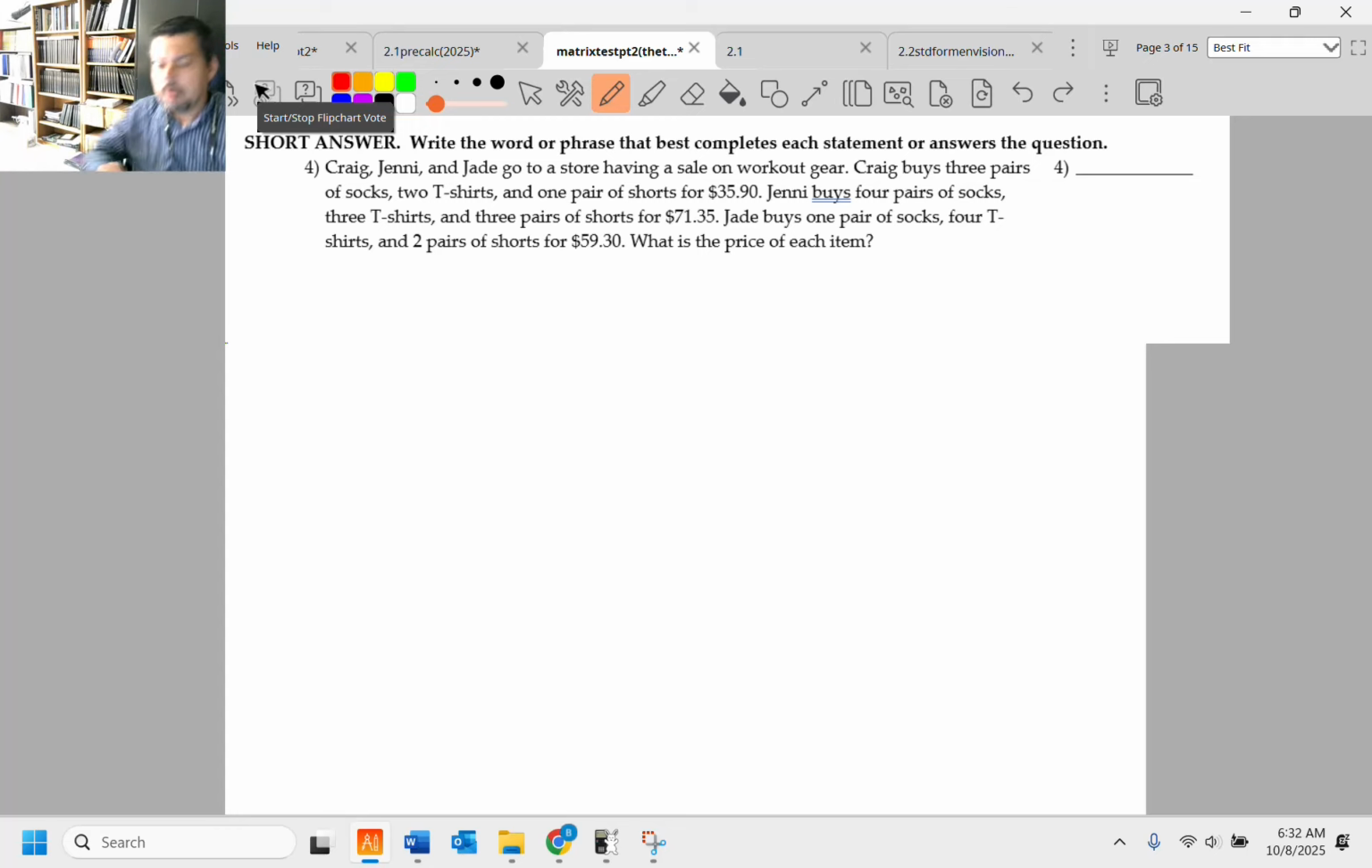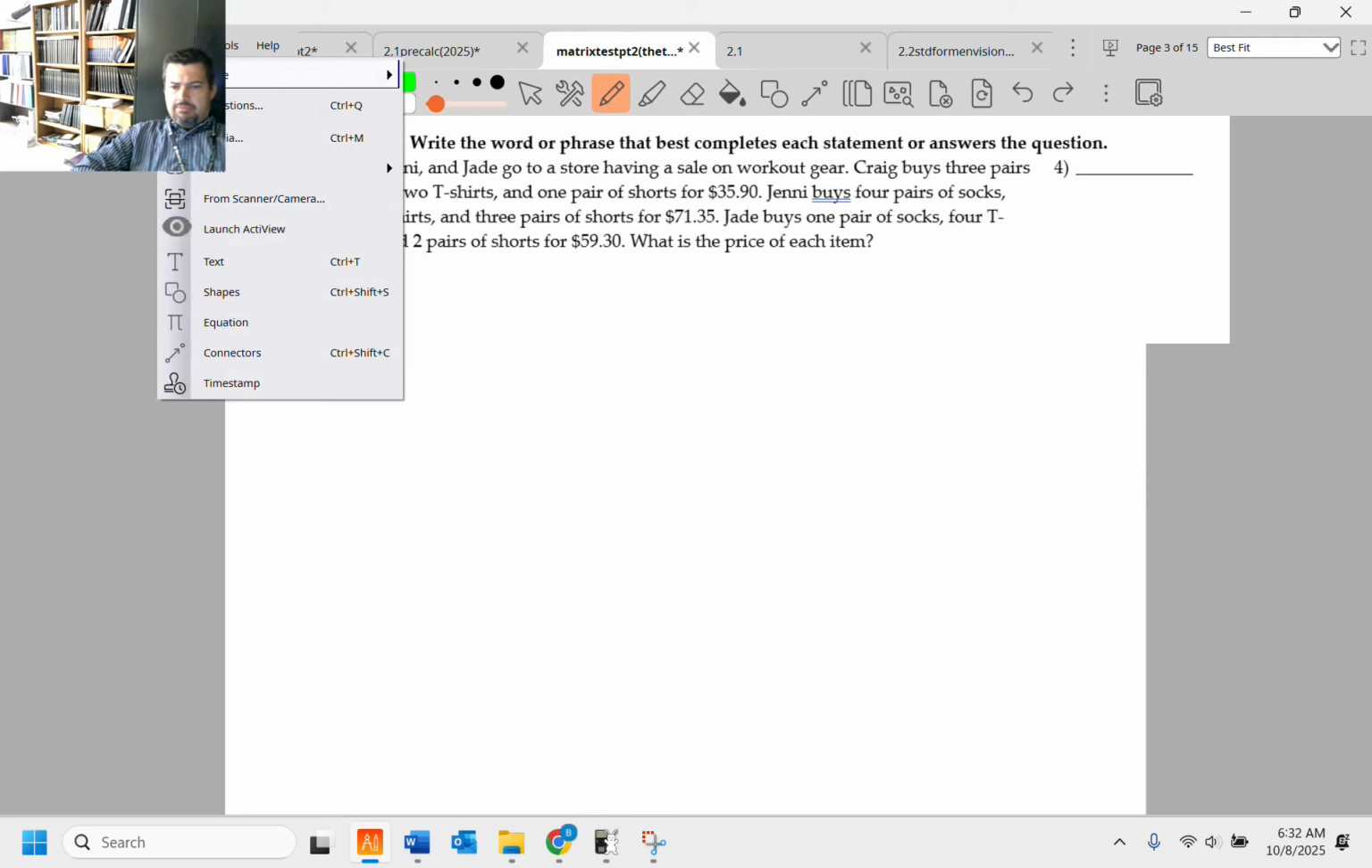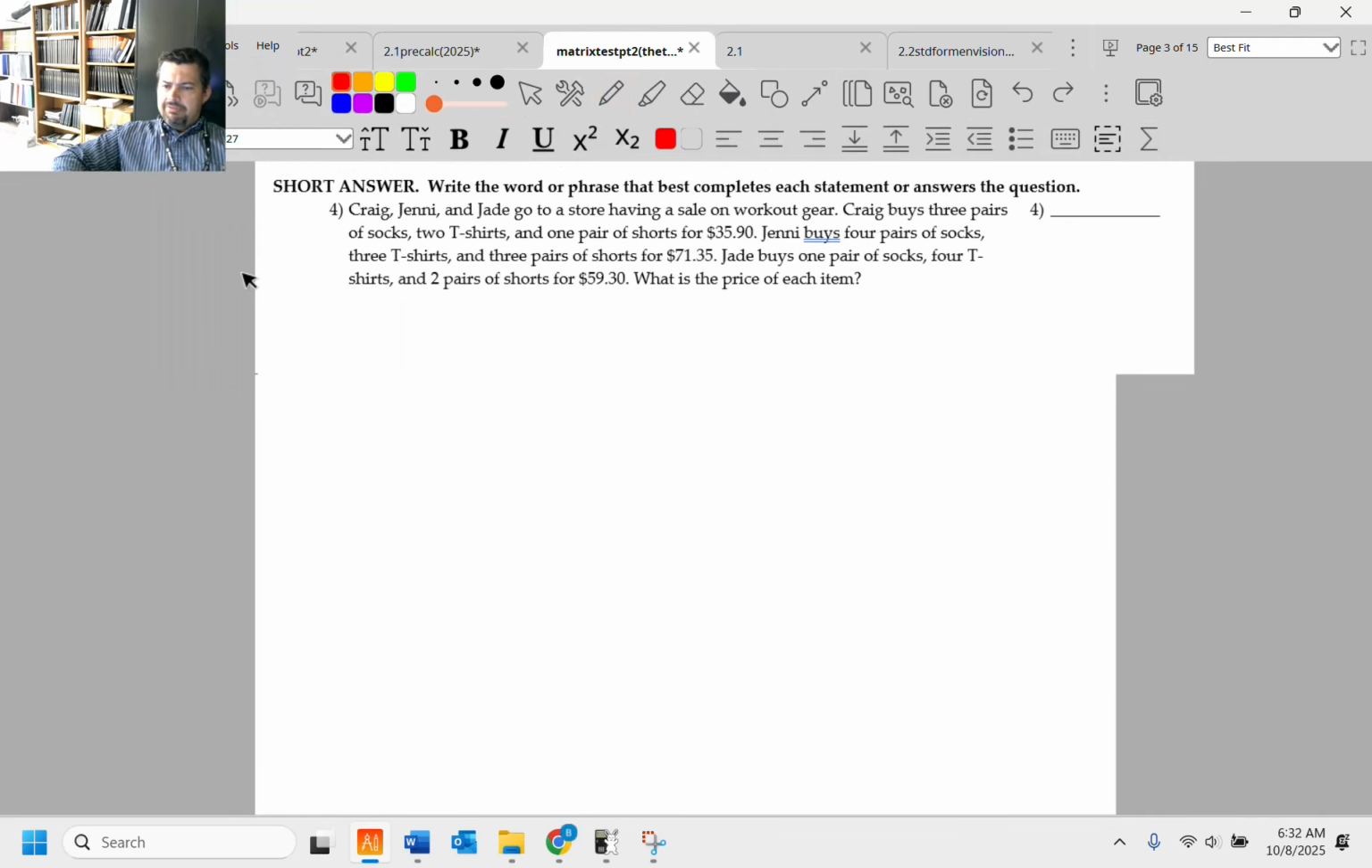Number 4. A lot of kids don't want to write equations. Now, in first period, which is the class I've graded, it went fairly well. We're just going to, and I can't use descriptive variables, like I can't use S for socks because it turns around their shorts. So we're going to call socks x, t-shirts y, shorts z.